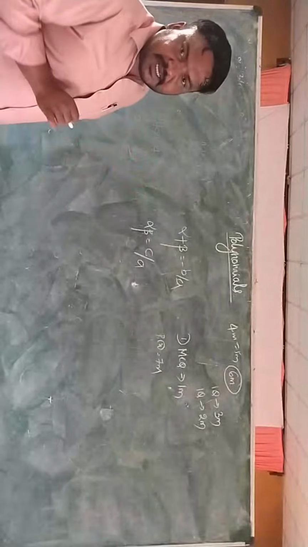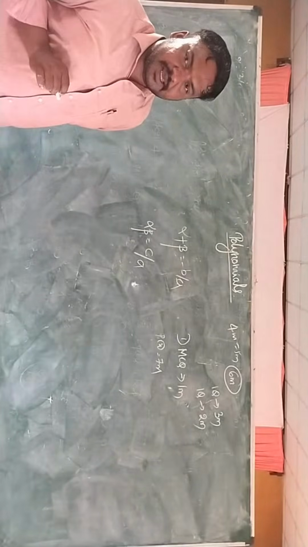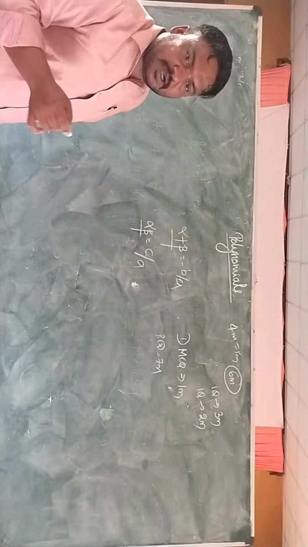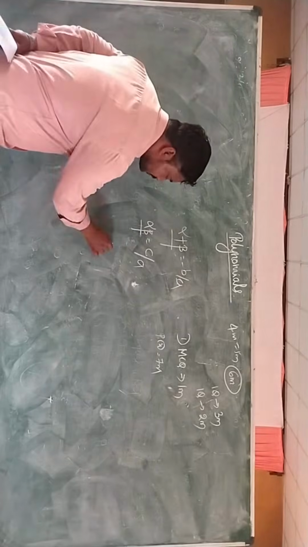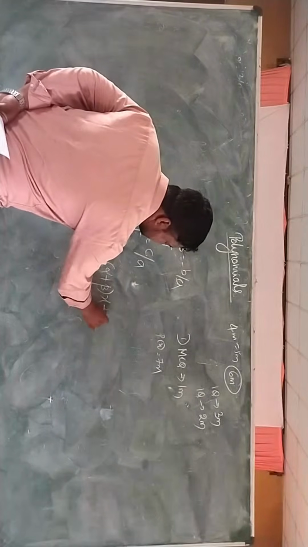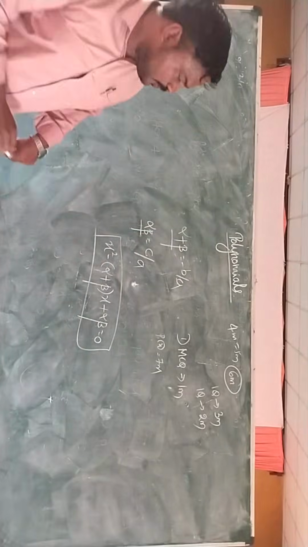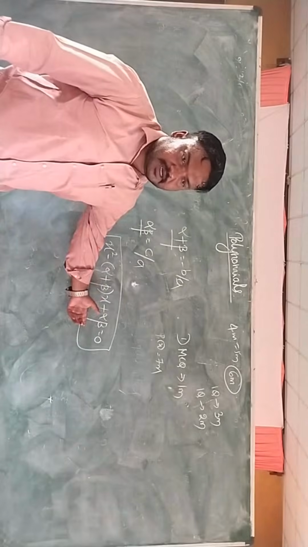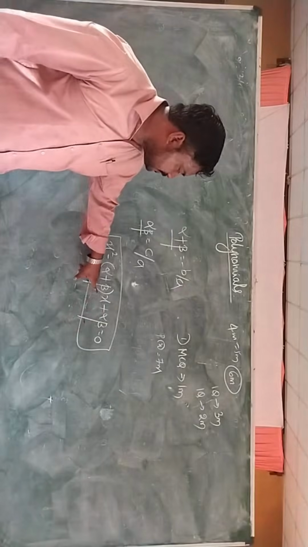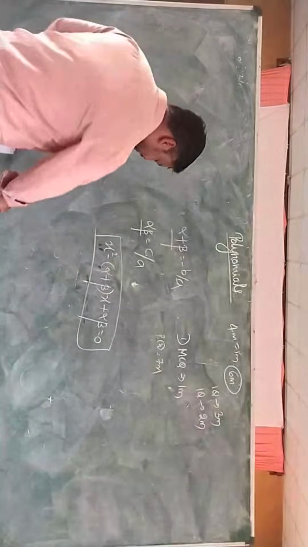Sum of the roots alpha plus beta is equal to minus b upon a, and alpha into beta is equal to c upon a. And when the sum and product of zeros are given, the general form of the quadratic equation is different. That is x square minus (alpha plus beta) into x plus alpha into beta is equal to 0. You can use this formula when the sum and product are given. Simple. Okay. The next, trigonometry.